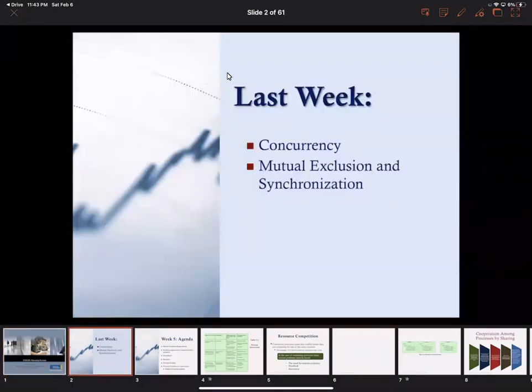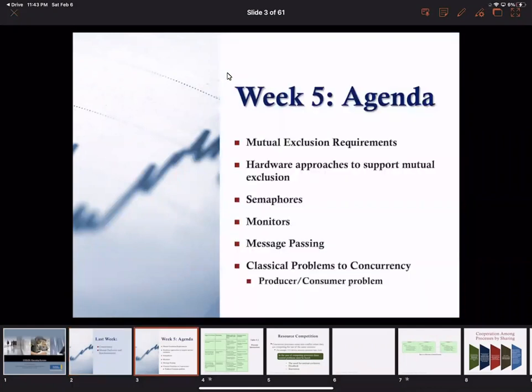Last week, we started fundamental topics related to concurrency, mutual exclusion, and synchronization. And this week, we will continue talking about concurrency, in particular, mutual exclusion requirements and the communication levels, or the cooperation levels, or the awareness levels between processes, followed by the hardware approaches to support mutual exclusion.